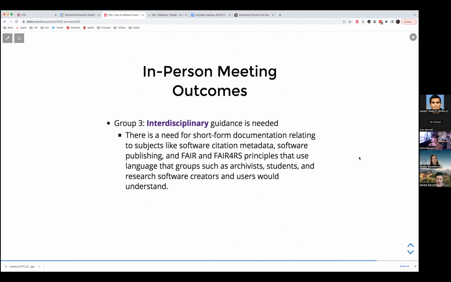And the last group had begun as a group that wanted to focus more on how do we address these mixed data types, these mixed deposits that include software.